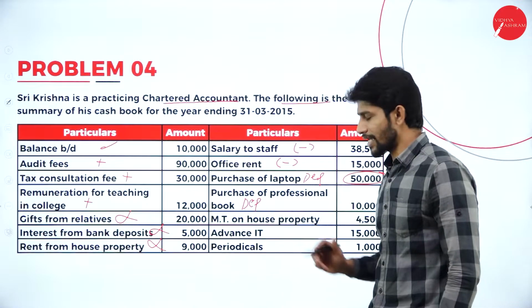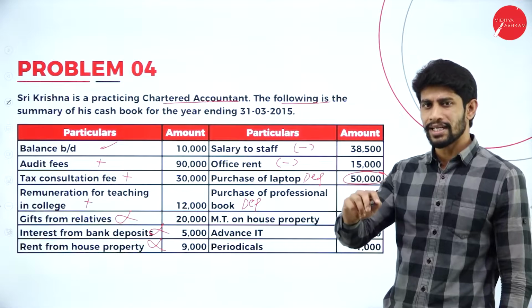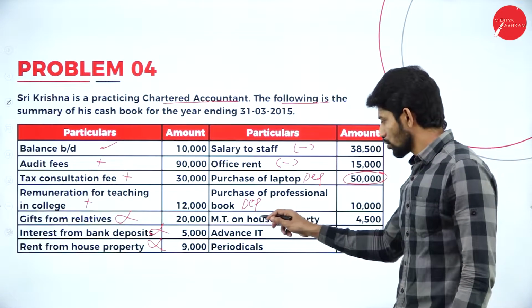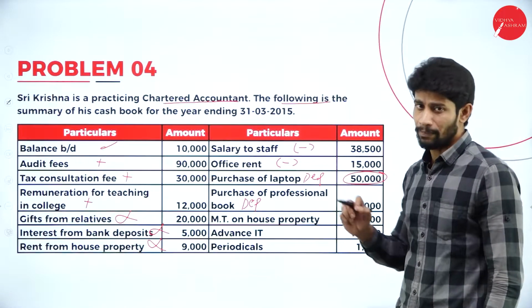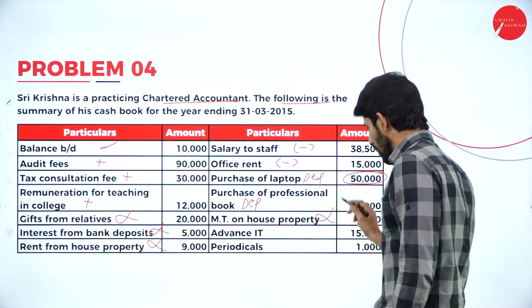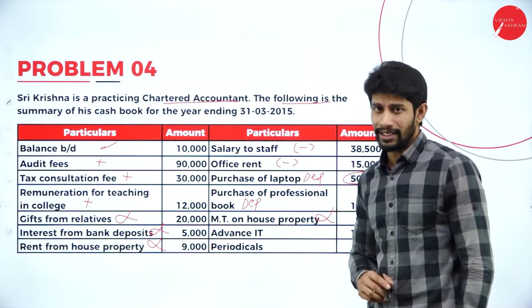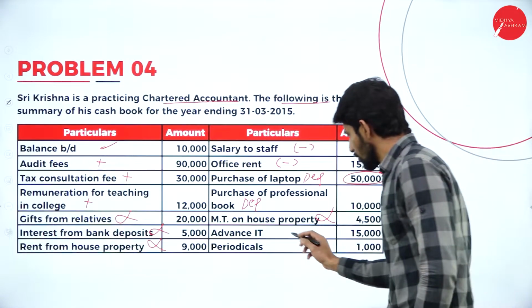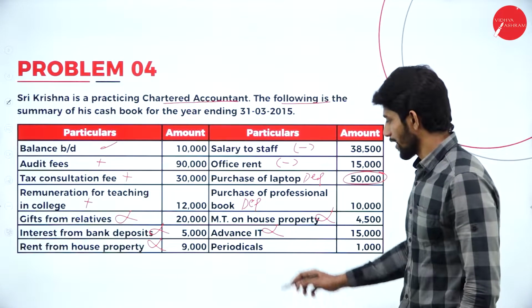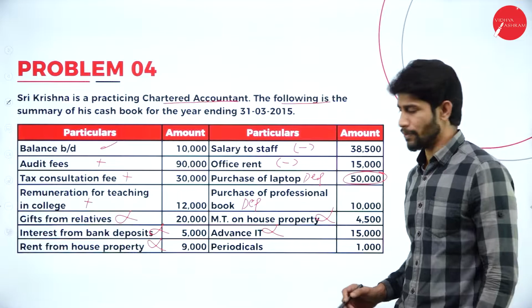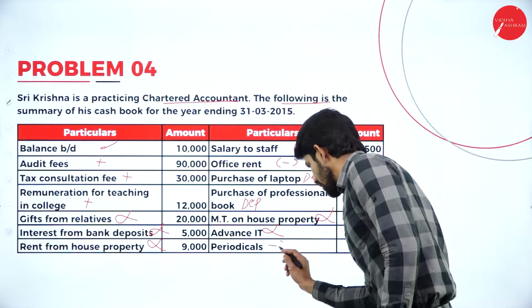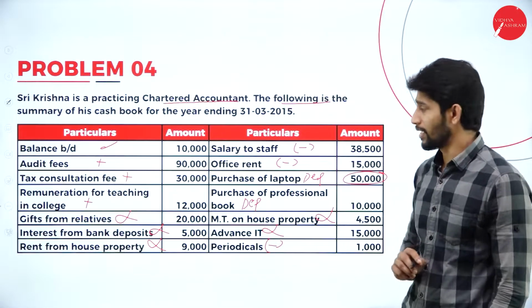Next, municipal tax on house property. See, the municipal tax relates to house property but is shown in the professional account, so this is not relating to the profession. Advance IT, that is advance income tax, is also not a professional expenditure. Next, periodicals and some stationery he purchased, yes, we can deduct this as a professional expenditure.